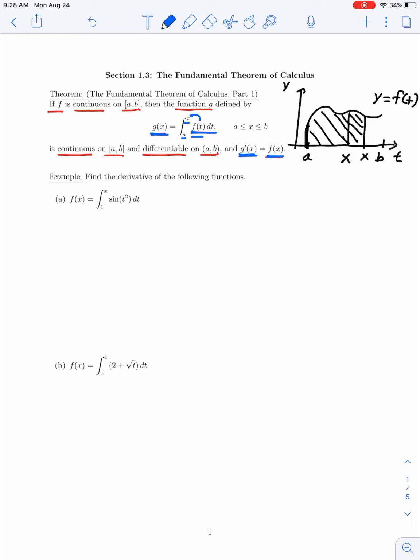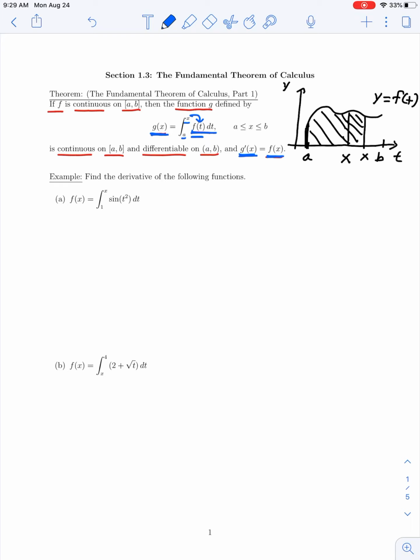evaluated at x, this upper limit of integration. We simply plug in the upper limit of integration, or the variable, in this case x, for our integrand, and that is the derivative of this integral defined function. So we've got a little interpretation here, it's representing the rate at which the area under that curve is changing. So let's look at some examples making use of this first part of the fundamental theorem of calculus.